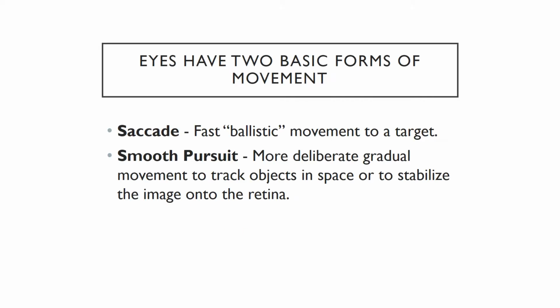Our eyes have two basic forms of movement; we can put all eye movement into two basic categories. First are saccades. These are fast ballistic movements to a target. These are super fast. They can be finished, over and done with, in less than 50 milliseconds, even shorter than that. Then we have smooth pursuit. So this is what we were using when that heart was moving across the screen. This is a more deliberate, gradual movement to track objects in space in order to stabilize the image onto the retina.